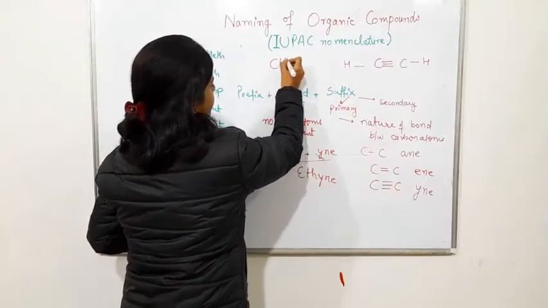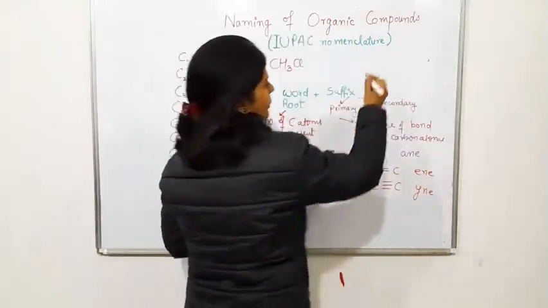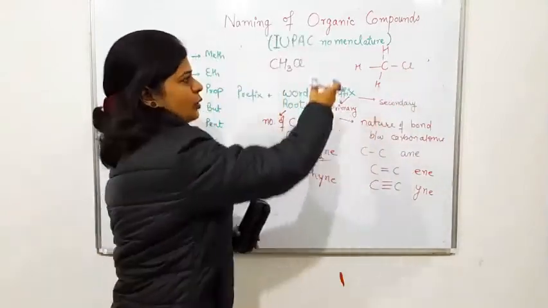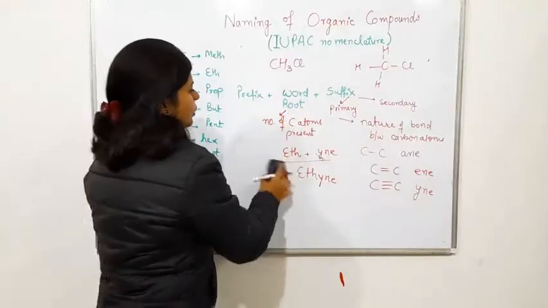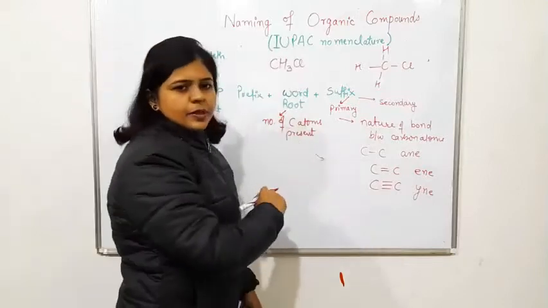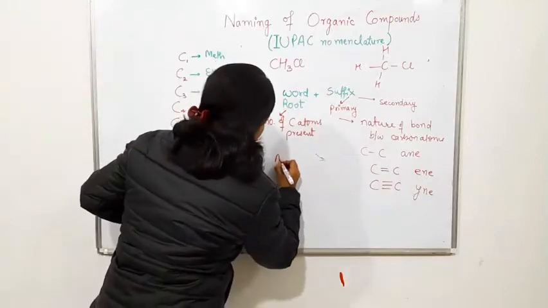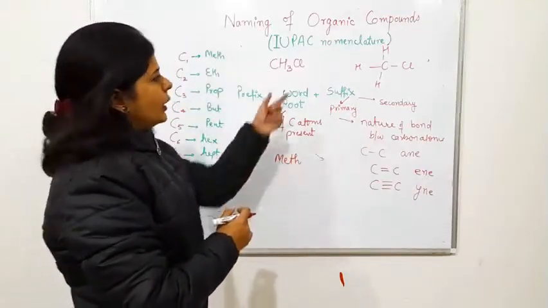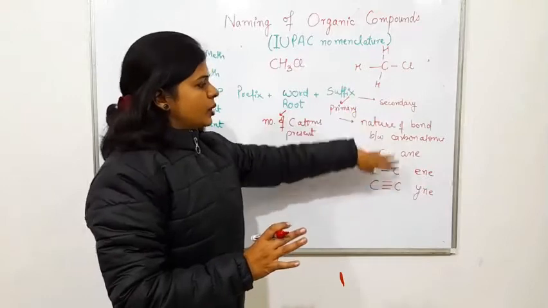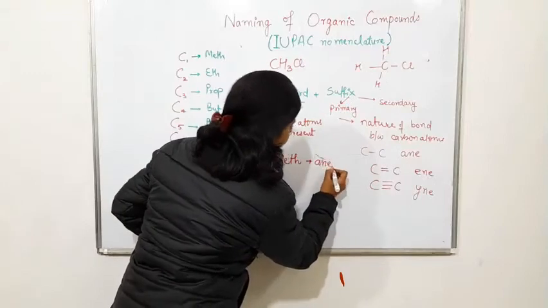The example is CH3Cl. I want to draw its structure. Its structure will have 3 hydrogen atoms and 1 chlorine atom. The valency of carbon, you can see, is 4. Now, what about the naming? What about the word root? The number of carbon atoms is 1 here. So we need to put the word root as meth. 1 carbon atom: meth. Single bonds are present, so we will use ane. Whenever only single bonds are present, we need to use ane.